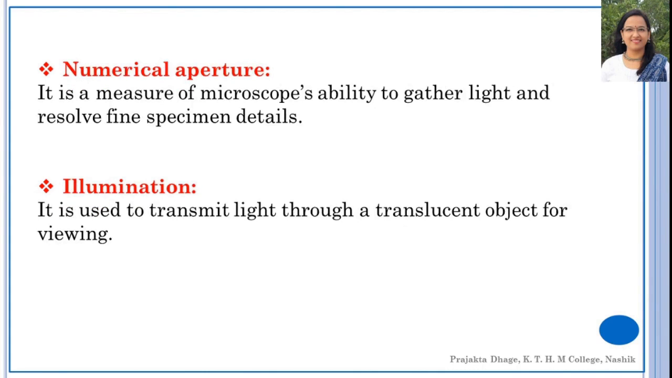Next one is the numerical aperture. It is a measure of the microscope's ability to gather light and resolve fine specimen details. Okay. Then illumination. It is used to transmit light through a translucent object for viewing it.